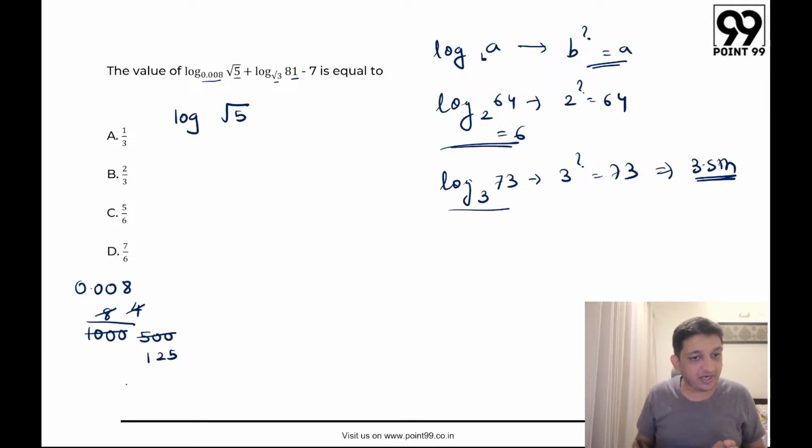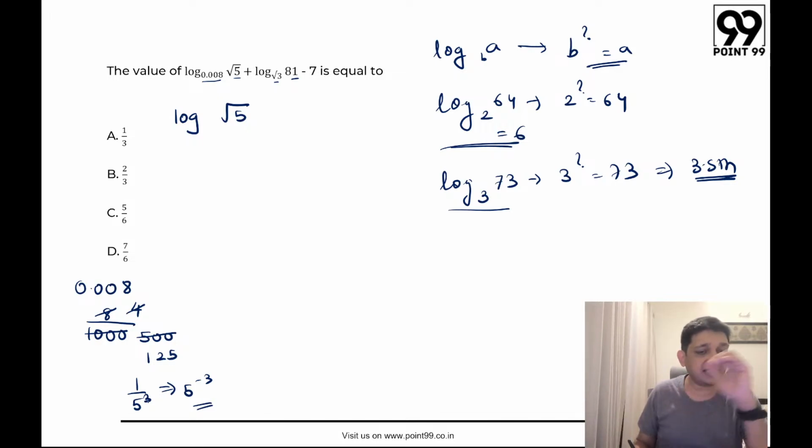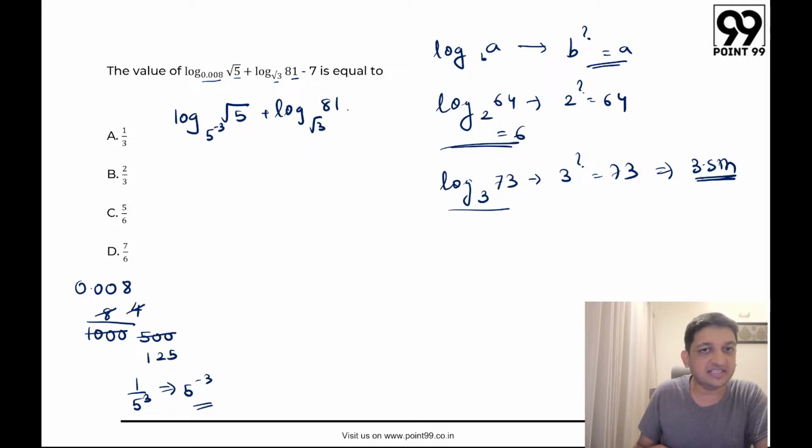Now 1 divided by 125 is nothing but 1 divided by 5 cube, or this is nothing but 5 raised to minus 3, because 5 raised to minus 3, अगर मैं इसको 1 by 5 raised to 3 लिख देता हूँ, then that is basically 5 raised to minus 3, right? So that is the logic here. So in this case I can say that this is nothing but 5 raised to minus 3, ये मेरे को मिल गया, plus log of 81 to the base √3. ठीक है, तो √3 को √3 ही लिख देते हैं, and this is -7.